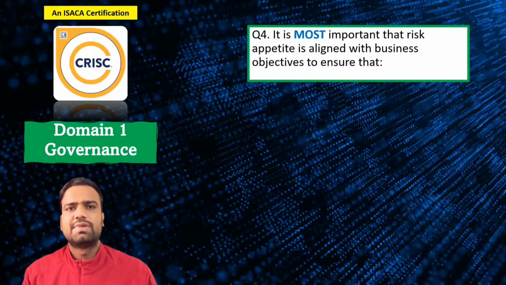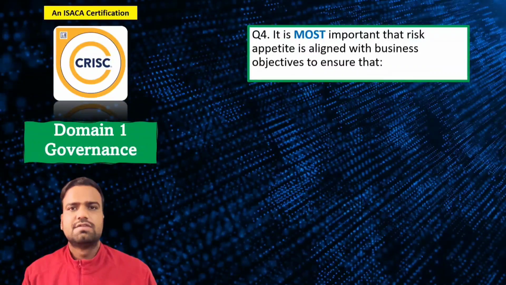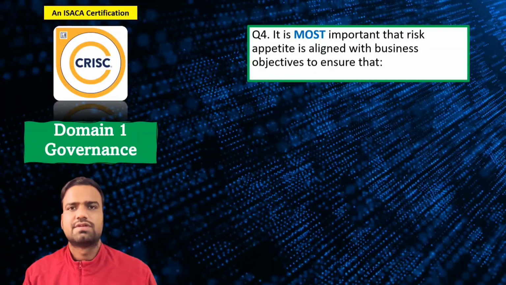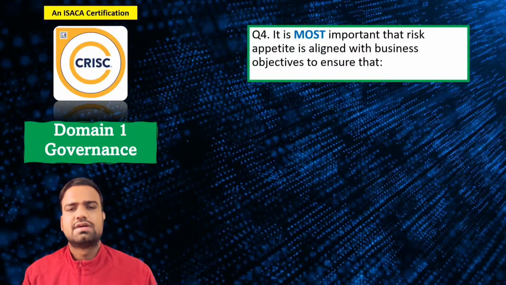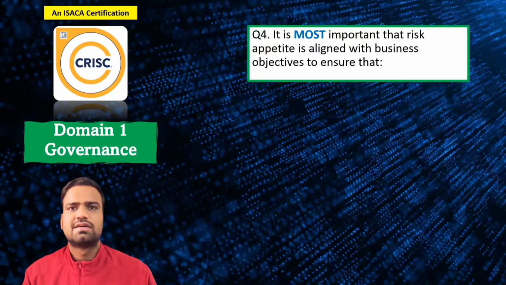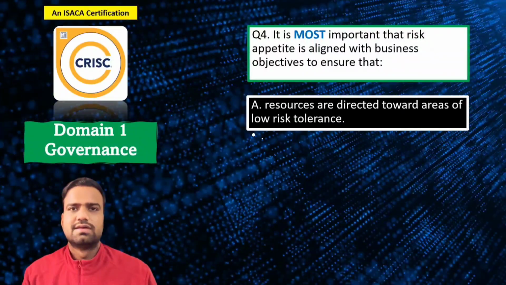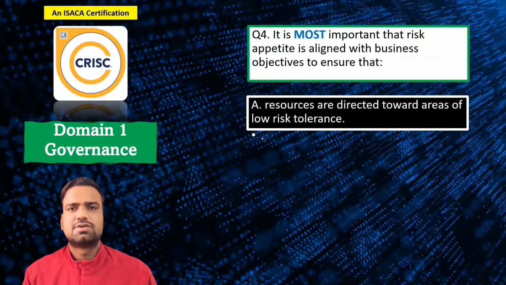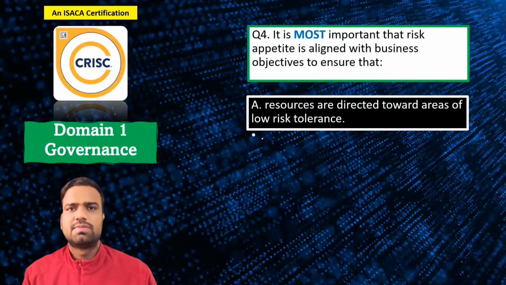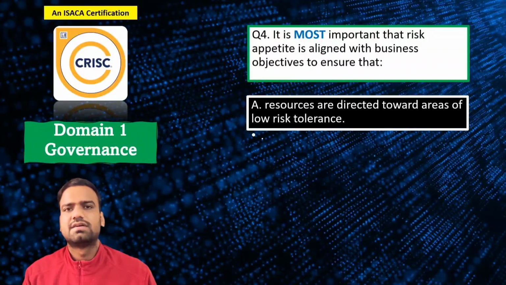Right? So I have made a separate video on risk appetite, risk tolerance and risk capacity, which you can watch for better understanding. Link is in the description, so you can go and refer. So coming back to question, it is most important that risk appetite is aligned with business objectives to ensure that resources are directed towards areas of low risk tolerance. Aligning risk appetite with business objectives allows an enterprise to evaluate and deploy valuable resources towards areas where there is a lower tolerance of risk, right?